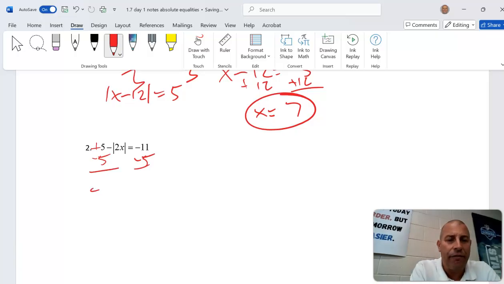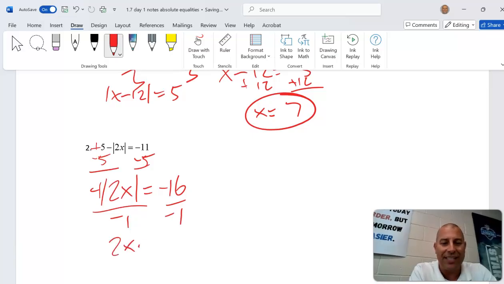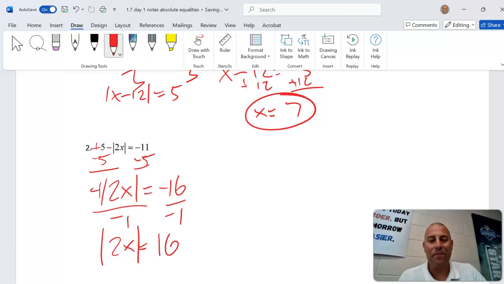So we've got negative absolute value of 2x equals -16. Now, just like with your equations, we have a negative sign out there. So it's really a -1. So we're going to divide both sides by a -1. So the absolute value of 2x equals a +16.